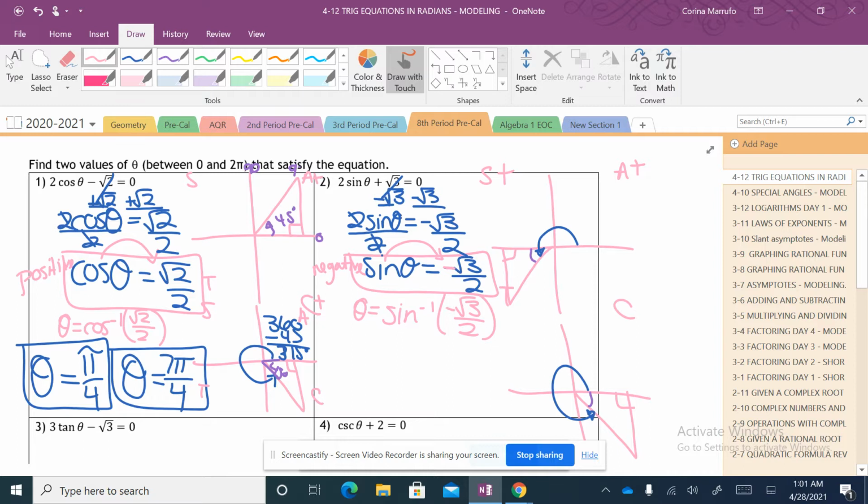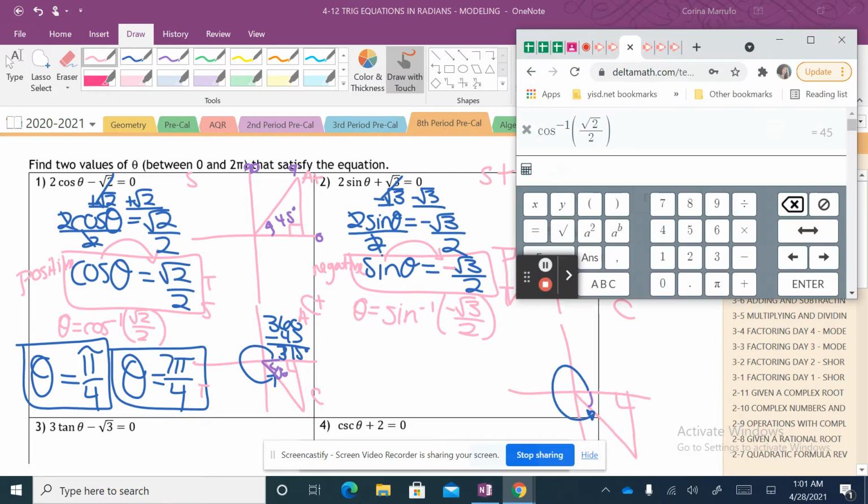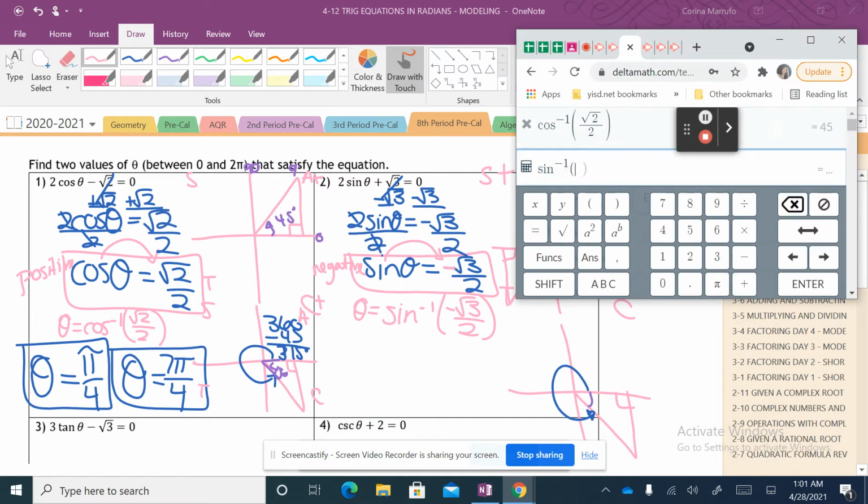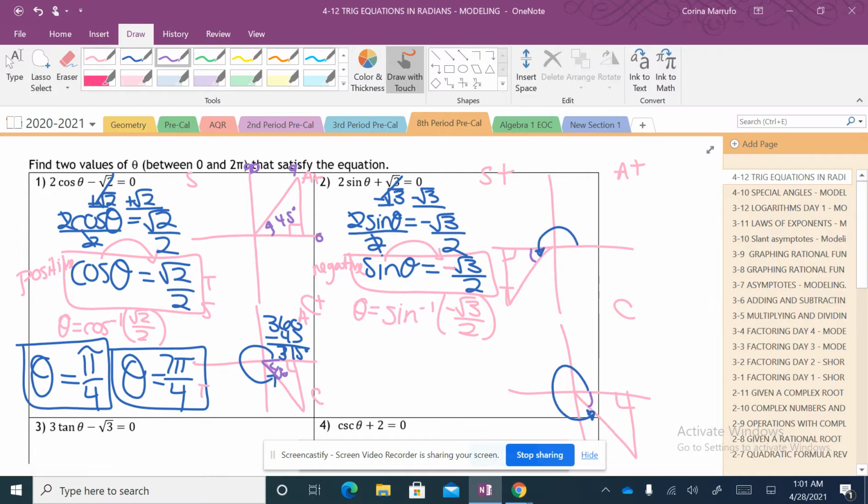So I'm going to go ahead and plug that into my calculator. I am going to press function inverse sine of the negative square root of 3 over 2. That gives me negative 60. That means that my reference angle here is 60 degrees. So if one full circle is 360 and I take away that 60, that gives me my angle is 300.